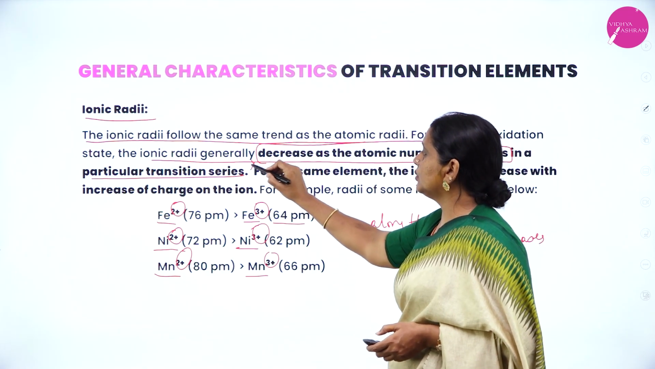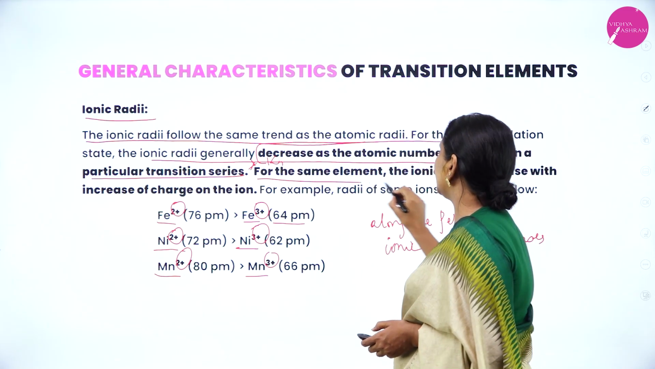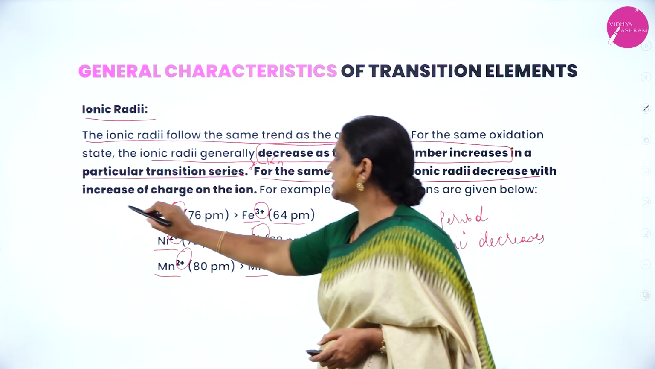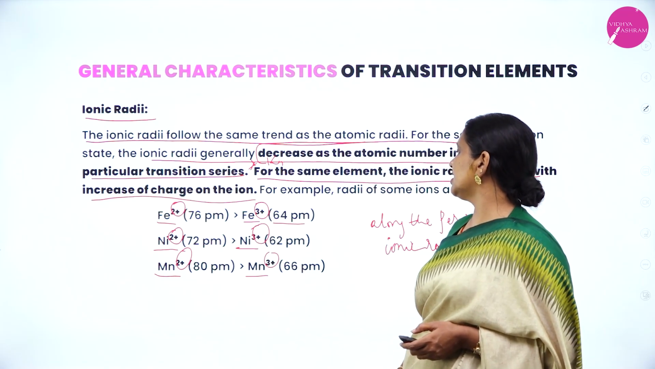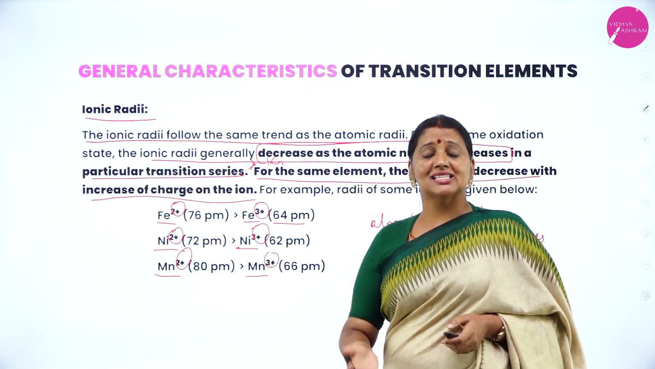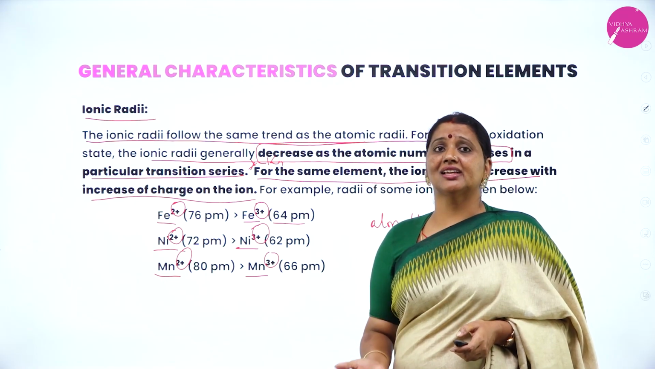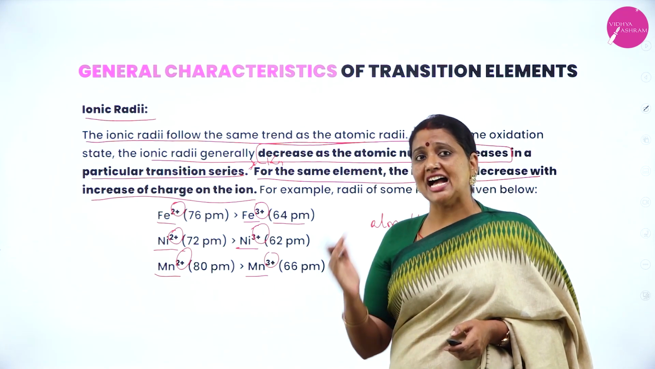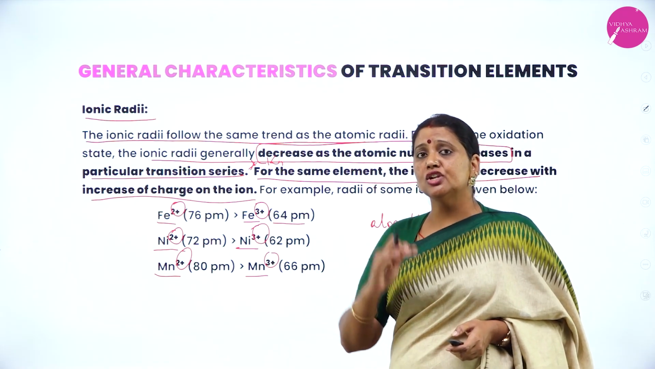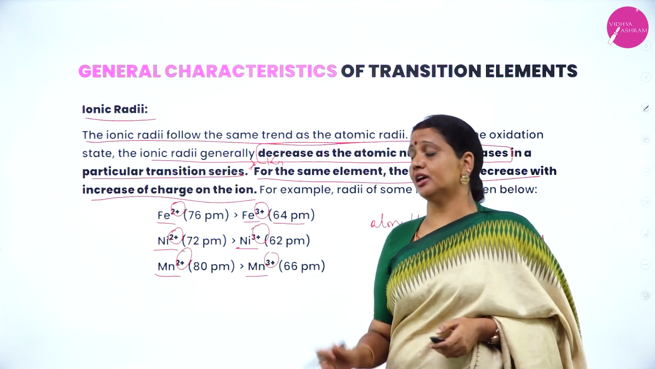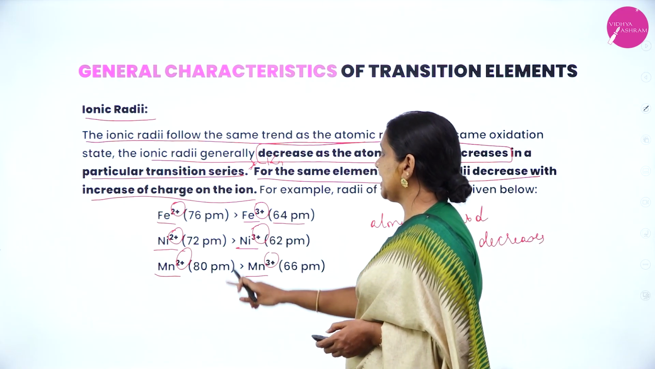Therefore, please note this important key point. For an element, the ionic radii decreases with increase in the charge of the ion. As the charge increases, ionic radii decreases. Therefore, charge and ionic radii are inversely proportional to each other. For that, I have given 3 examples.